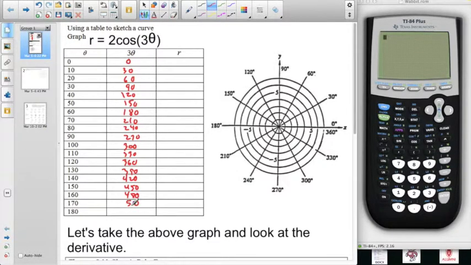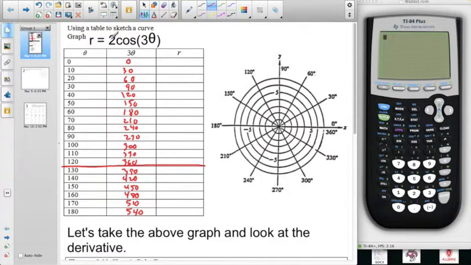510, and 540. If you noticed, even though I'm only going through the first 180 degrees, in terms of the polar graph, I've made it all the way around by the time I've gotten to here. So what does that do in terms of the graph that I get here?